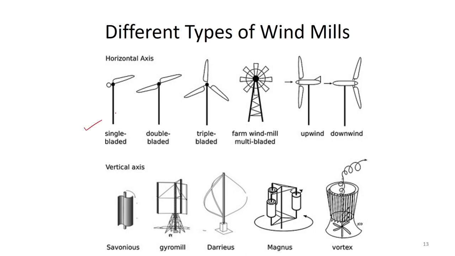This is single bladed horizontal axis, double bladed, triple bladed, and this is pump windmill, multi bladed, and upwind and downwind. If wind comes and strikes here, the tip of this rotor where the blades are, then it is upwind. Otherwise, if the wind strikes at the back of the windmill, then this is a downwind wind turbine. And we have Savonius, then gyro mills, Darrieus, Magnus, and Vortex.